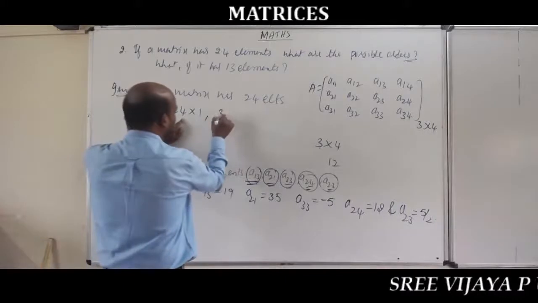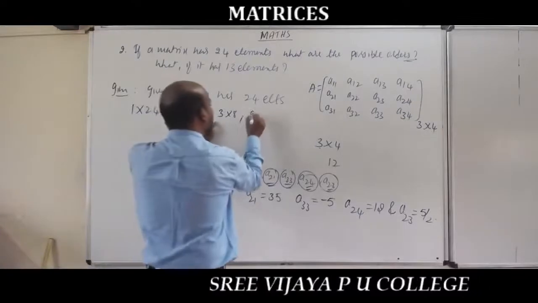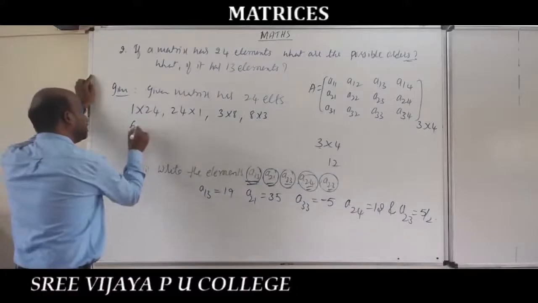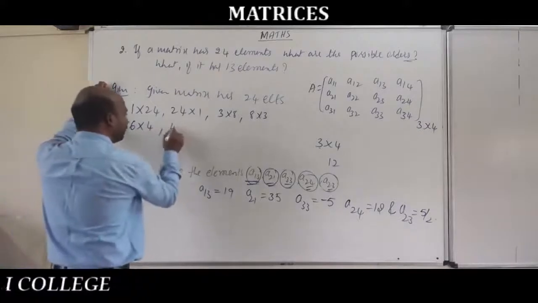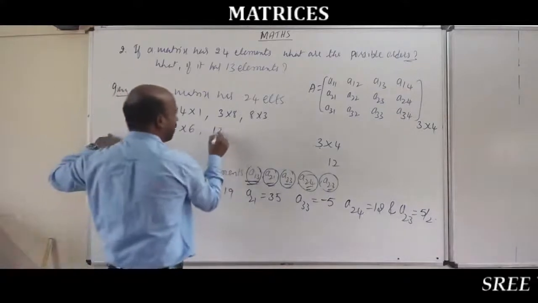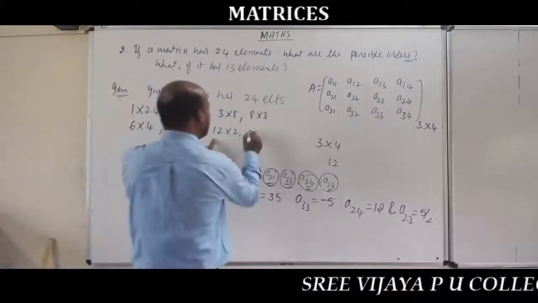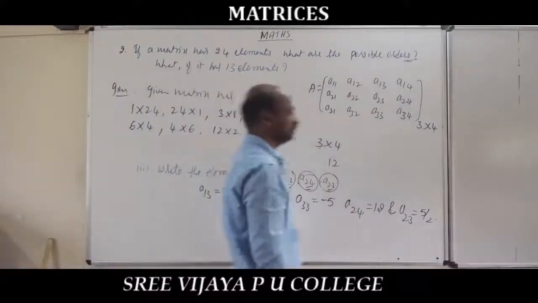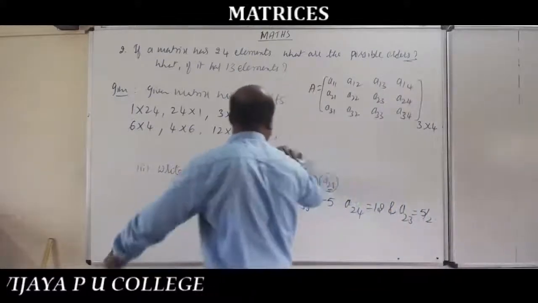Next, 3 rows, 8 columns, number of elements 24. Next, 8 rows, 3 columns, 24 elements. Or you can take 6 rows, 4 columns, 6 fours are 24, or it may be 4 rows, 6 columns. Or it may be 12 into 2, 12 rows, 2 columns, or 2 rows, 12 columns. It is given that the given matrix has 24 elements.